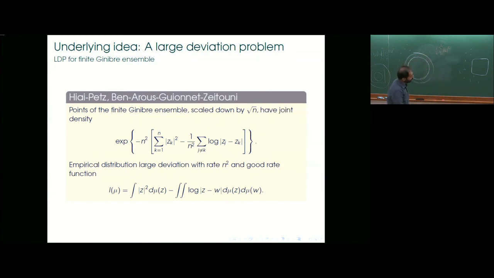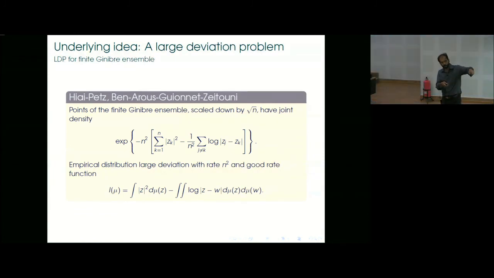and then you have minus 1 over n squared summation of log mod z_i minus z_j. So it looks very much like the integral of mod z squared d mu of z, if you look at the empirical measure of these points z_1, z_2, ..., z_n, and this looks like the double integral of log mod z minus w. So it's exactly the same as what happens in the one-dimensional GUE case. This is the large deviation. The rate is n squared and the rate function is given by this. But this is for finite Ginibre ensembles.